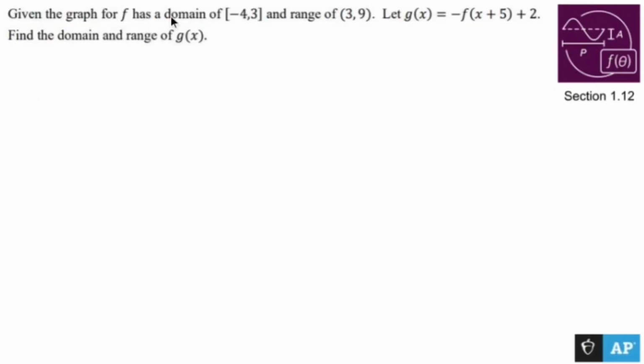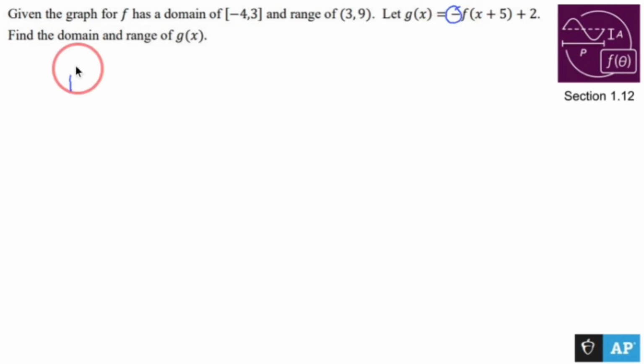Given the graph for f has a domain of [-4, 3] and a range of [3, 9), let g of x equal negative f of (x plus 5) plus 2. Find the domain and range of g of x. So I need a visual of what's going on here. I see 3 things going on.